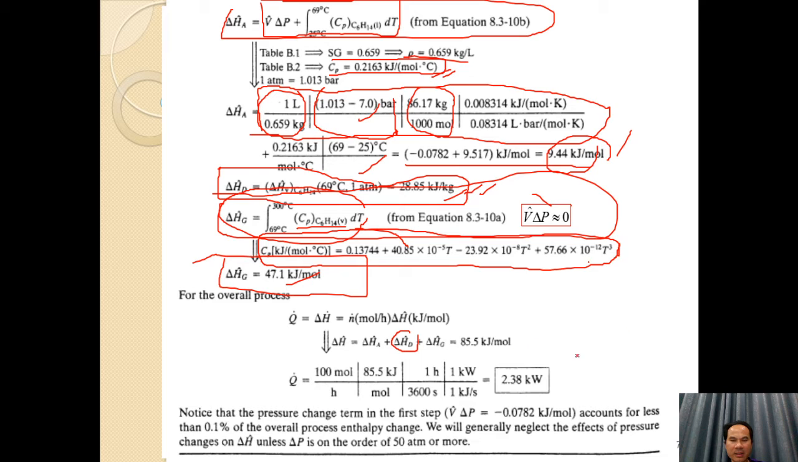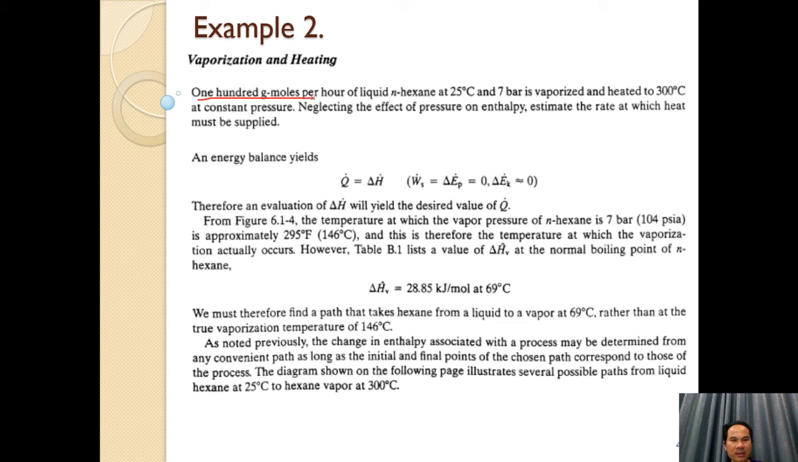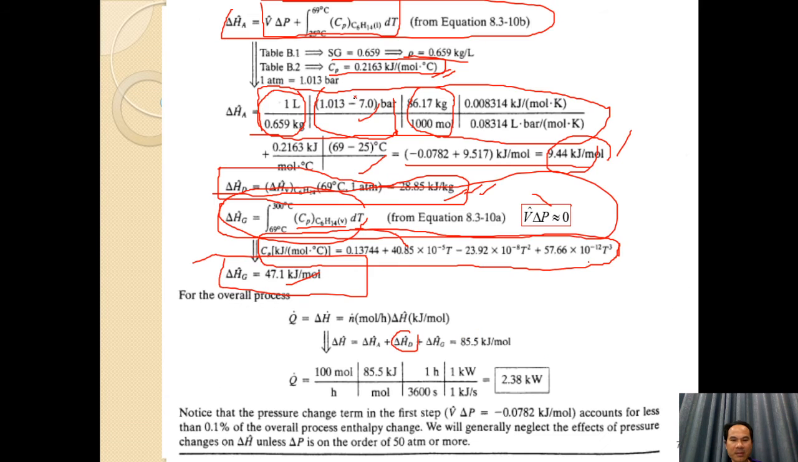And then you calculate Q in terms of energy, rate of energy. For this case, we have 100 mole per hour of n-hexane. You multiply 100 mole per hour by Q. And then you convert the unit from hour to second. So mole cancels. It is kilojoule per second. You know 1 kilojoule per second is 1 kilowatt. At 2.8 kilowatt. And then you get the Q.